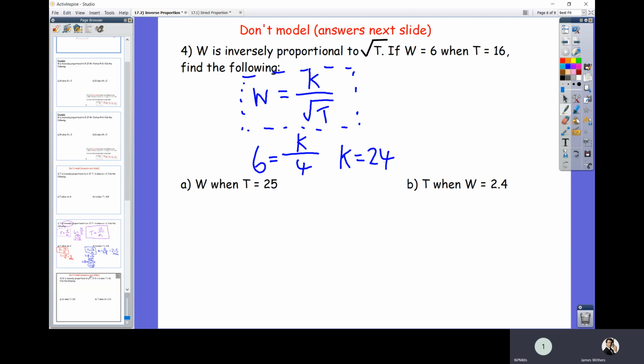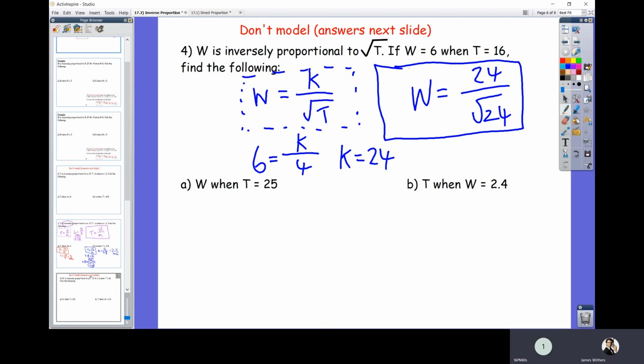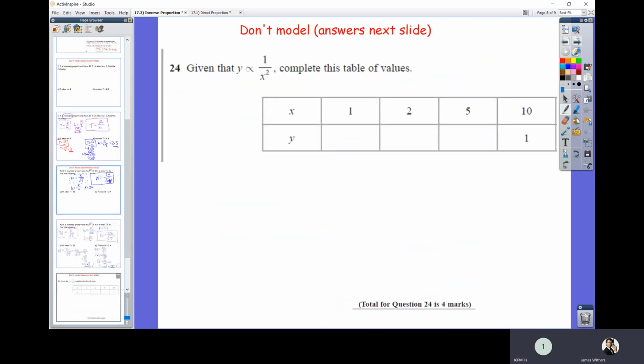So what's our improved formula here? So W equals 24 over root T. Good. We won't do the step 3 bit, but you know you're there. So that's root T. Sorry, that's what I meant to say. Okay, cool.